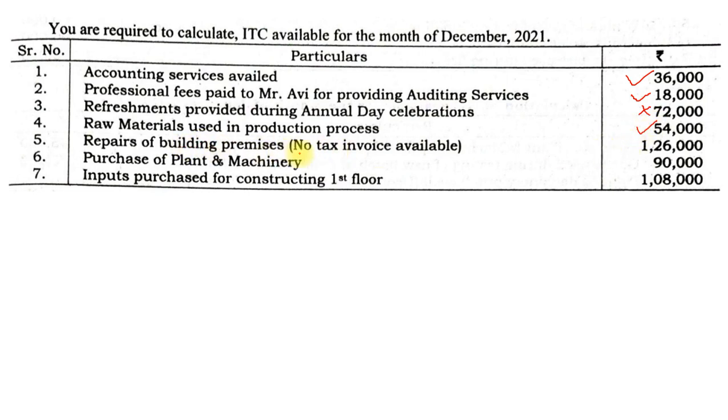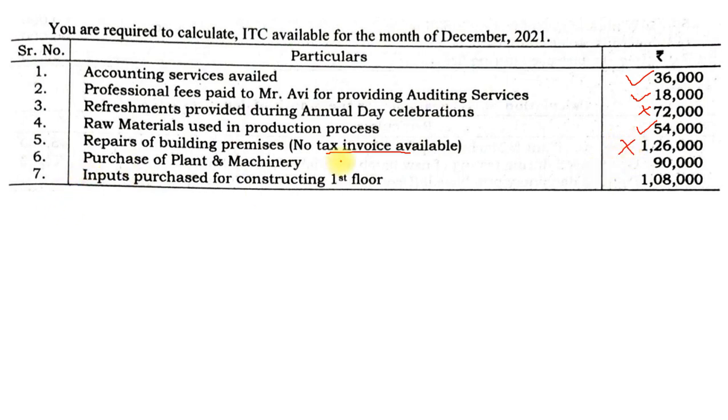Repairs of building premises, no tax invoice available. Now remember one rule. If you want to avail ITC, there has to be a proper tax invoice. Without a bill, or without an invoice, ITC cannot be availed. So since there is no invoice available, you cannot avail this part.